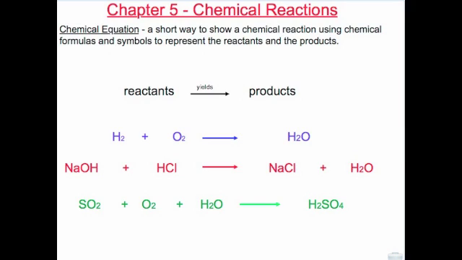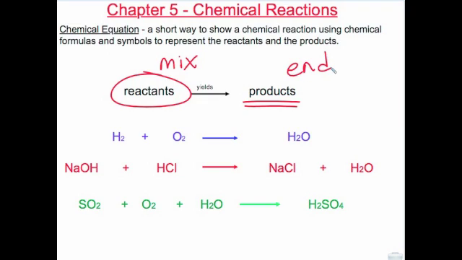All chemical equations have two parts, reactants and products. The reactants are always on the left, and that's what you're mixing together. We say that's what yields the products. That's what you have at the end.